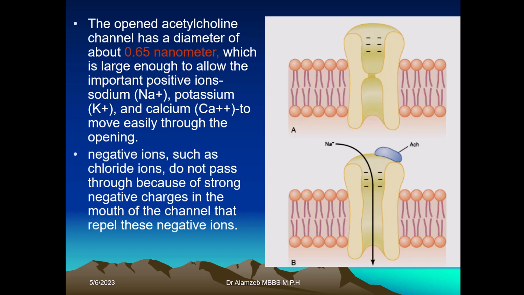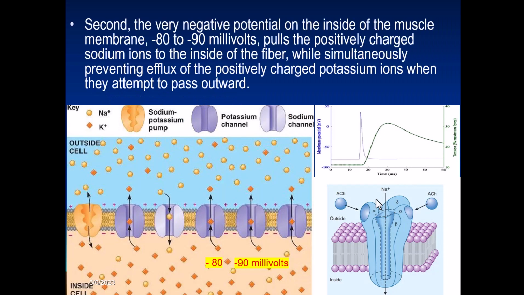Negative ions such as chloride do not pass through because of the strong negative charge in the mouth of the channel that repels these negative ions. You can see that this channel is negatively charged. The mouth of this channel is negatively charged, so it doesn't allow negatively charged ions like chloride to pass through this channel.